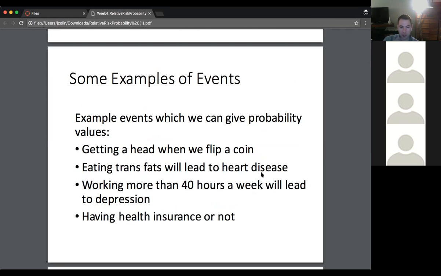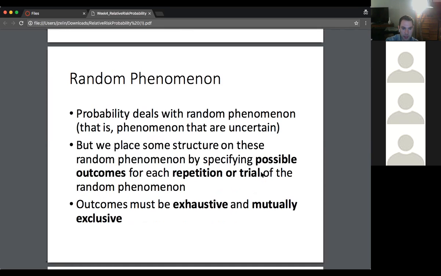So some examples of probabilities are a simple coin toss, the probability of getting a heads, having health insurance or not, which is what we're looking at, or it could be something like working more than 40 hours a week, will it lead to depression or not? So probability deals with random phenomena. So this is that the event is uncertain of the outcome. If we knew the certainty of the outcomes, we wouldn't have to deal with probability. So this is something that we're dealing with some degree of randomness.